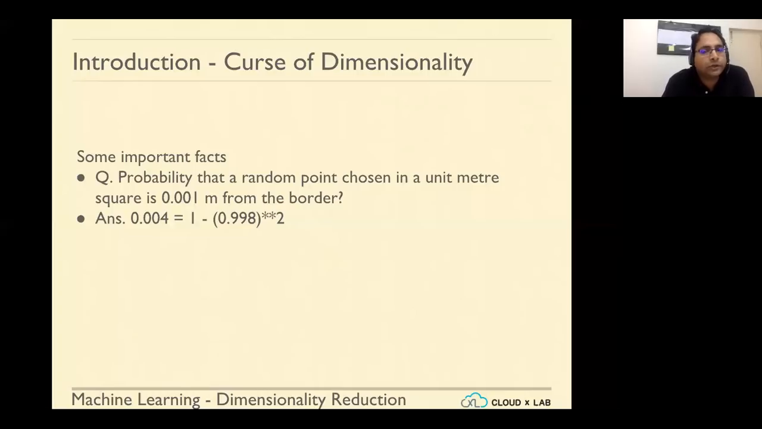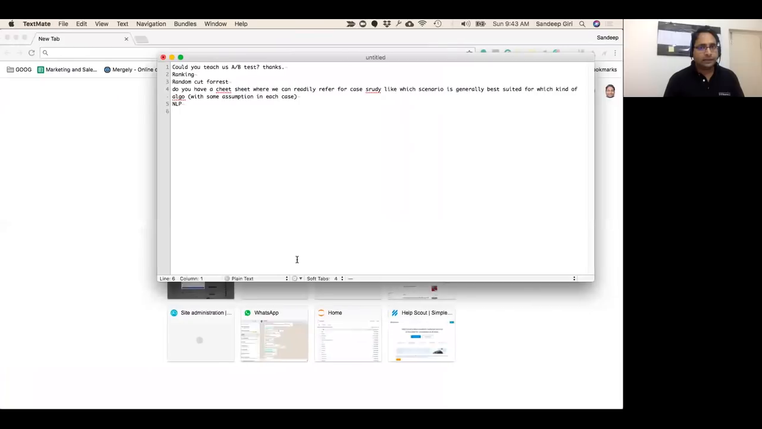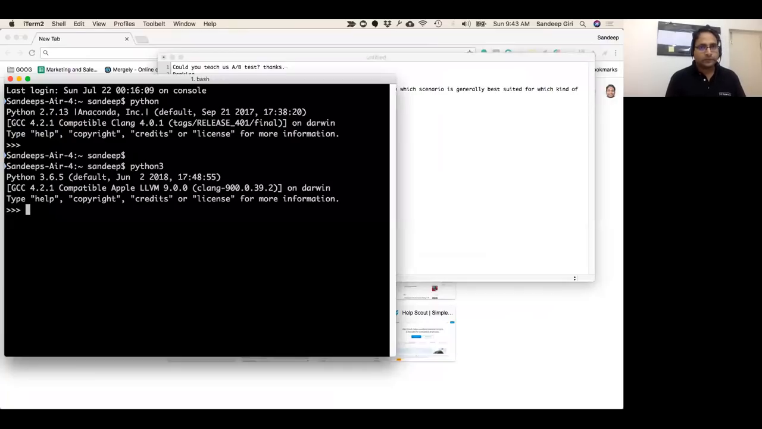When we choose a random point in a 1 meter cube, what is the chance that it is within 1 millimeter of the border? All you need to do is find the 1 millimeter shell in the case of a cube. So it's 1 minus that inner cube. In that case, how much is that going to be? Let me just launch this. So we are talking about 1 minus 0.998 to the power of the dimension.